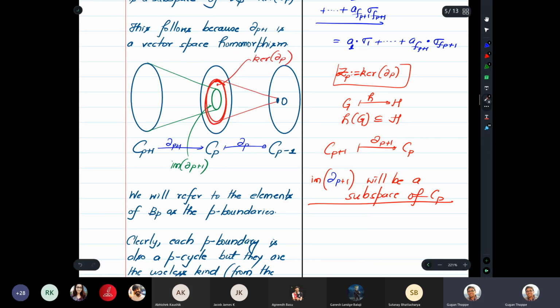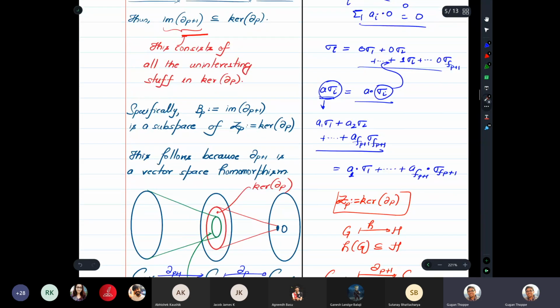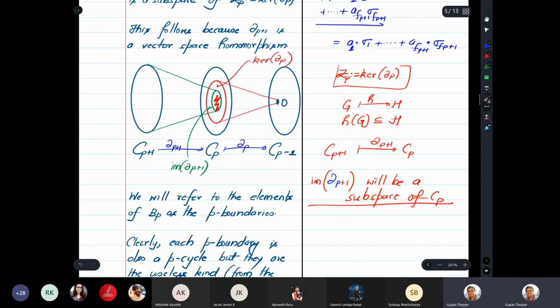So what is the kernel of ∂_p? It is all those elements in C_p that get mapped to the 0 in C_{p-1}, right? So all the p-chains in this region get mapped to 0 under ∂_p. So these elements over here correspond to the kernel of ∂_p, right? And we have already shown that the image of ∂_{p+1} is a subset of the kernel of ∂_p, right? So that's why the green region is drawn as a subset of the red region. Is this okay? And in one of your exercises you must have also seen that the kernel of a group homomorphism is a subgroup, right? So in the same way, you can see that the kernel of ∂_p is actually a vector space in itself, right?